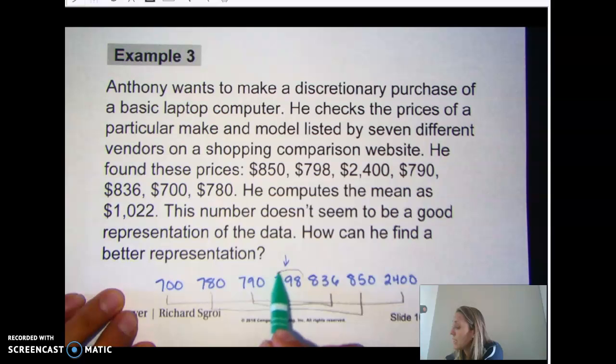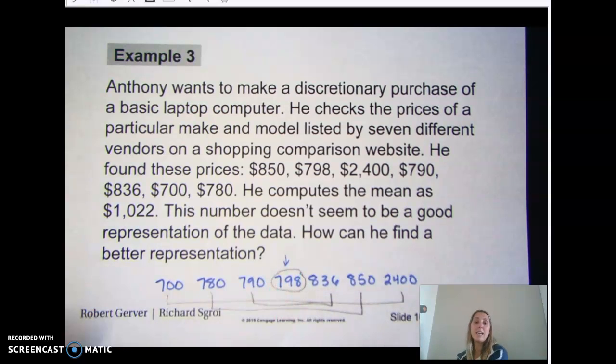So that means 798 is going to be that middle amount. So 798 sounds like a better way to represent the cost of all those laptops because it's about the middle of all those prices. It's not the average. The average brings it way over here, but that doesn't make any sense, right? Because there's all of these ones over here.